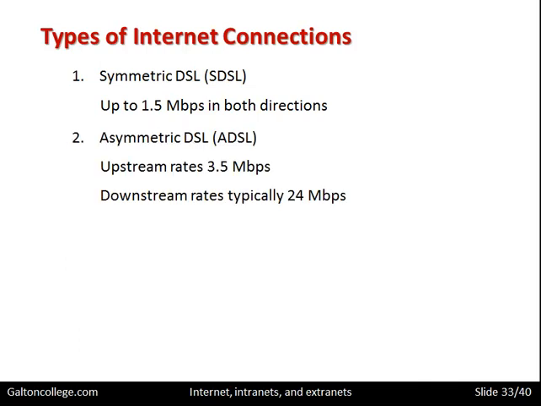Or it could be asymmetric, ADSL. In this case, the upstream sending information out could be at one speed and coming down at a different speed. Generally speaking, sending information out is slower than receiving it. That is typically the situation. But asymmetric, ADSL, means going out at one speed and coming back at a different speed. In the example I've got here, let's say we upload to a server at 3.5 megabits per second, and we download from the same server at 24 megabits per second.